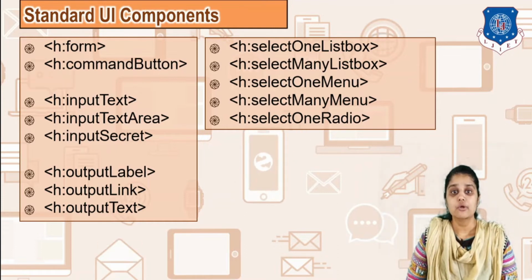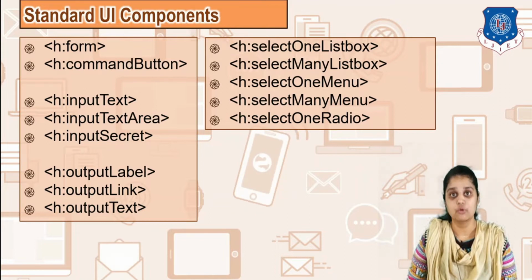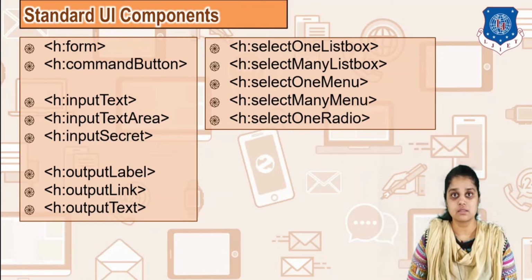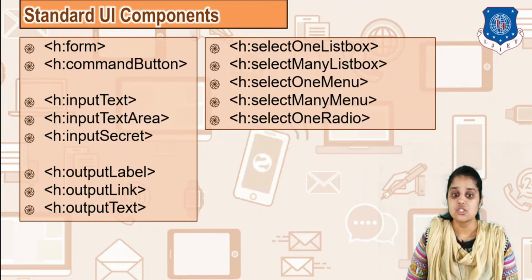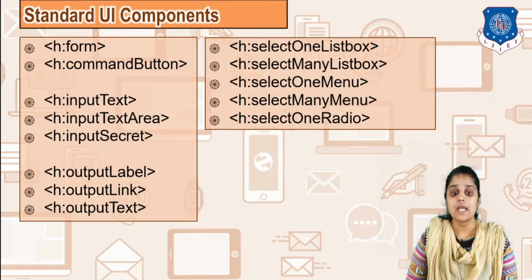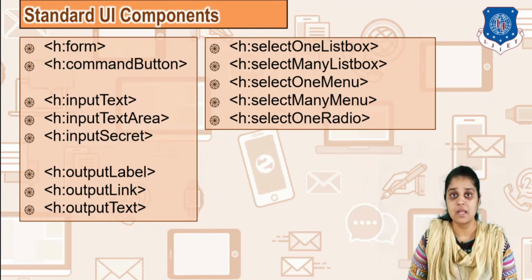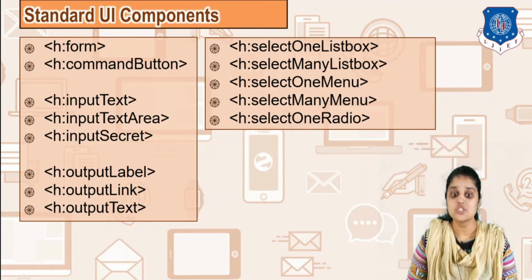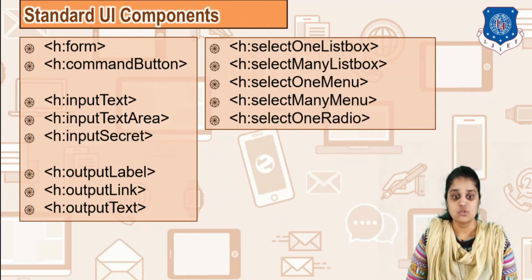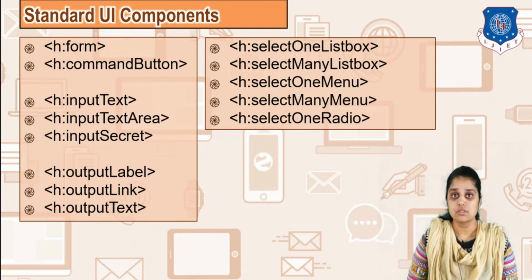Next is your input text, which is the same as input type equal to text. That is again an HTML kind of tag available in XHTML. Next is input text area, which is going to give you a longer or bigger display for entering your text. Generally it is taken for an address. Next is input secret, which is used for passwords. So these are the various input GUI components available.